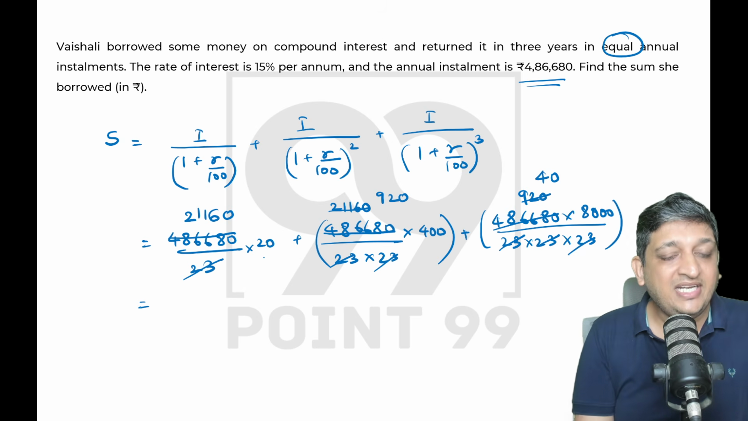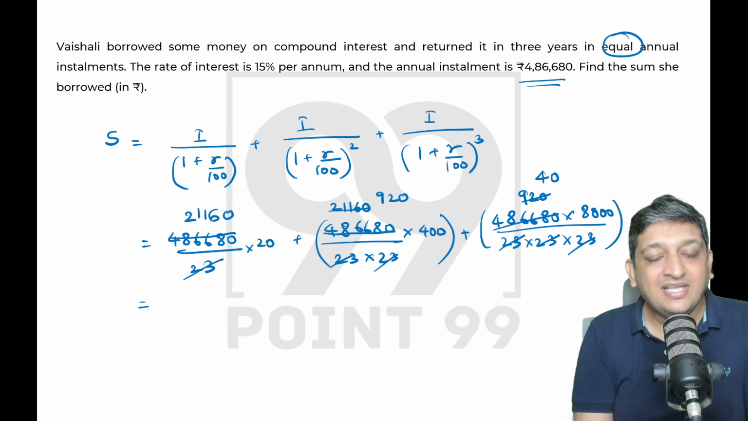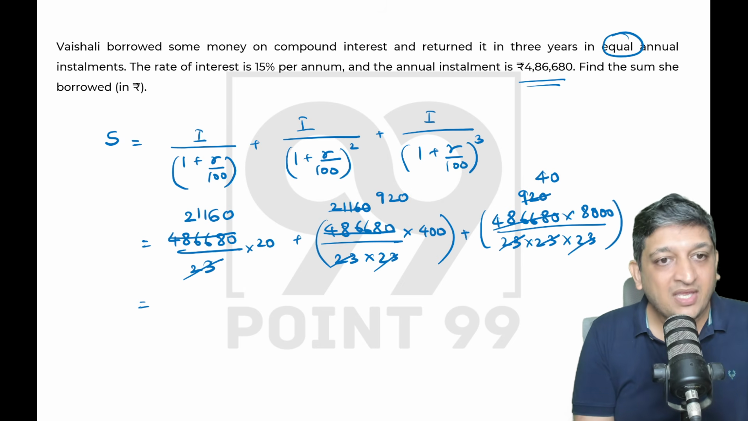21160 into 20. What am I going to get? 21,000 into 2 is 42,000, and 160 into 2 is 320. So I am going to get 42,320 and one more 0 at the end.